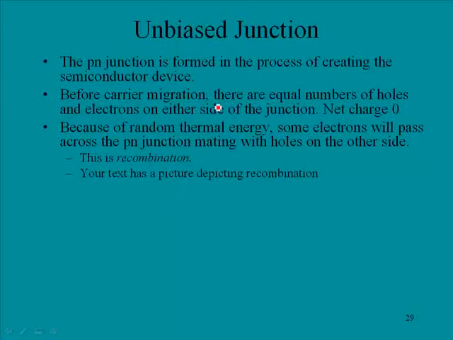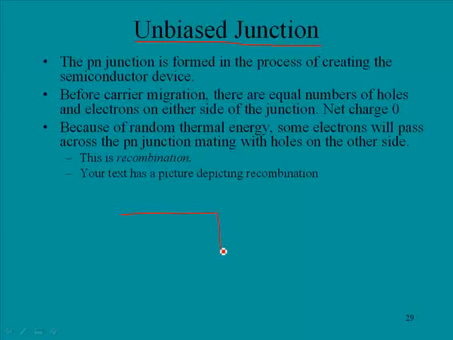The P-N junction is formed in the process of creating the semiconductor device. And we want to look at this junction in what we'll call an unbiased condition, meaning that there's no voltage across it. Before carrier migration, there are equal numbers of holes and electrons on either side of the junction, and this results in a net charge of 0. Because of random thermal energy, some electrons will pass across the P-N junction, mating with holes on the other side. And this is referred to as recombination, and your text has a picture depicting recombination.